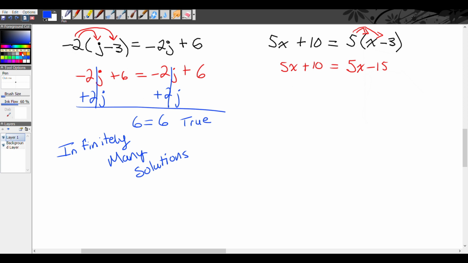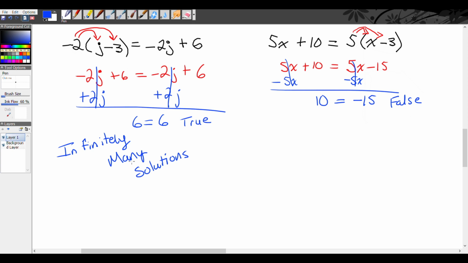Okay? So we're going to go ahead and we have to get rid of 5x. So we're going to subtract 5x from both sides. And both of them end up canceling each other out. And we end up with 10 equals negative 15. So does 10 equal negative 15? Absolutely not. So whereas this one was a true statement and would always be a true statement, this one is a false statement and would always be a false statement.